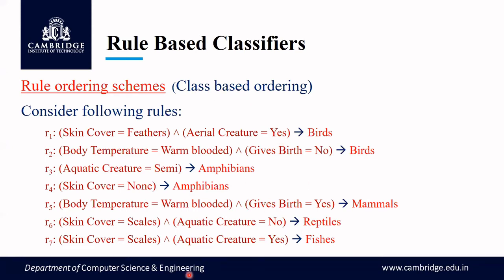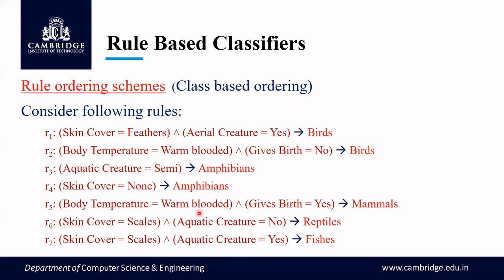So this is similar to your unordered rules, correct? Because in the unordered rules also we were considering vote, that is the frequency of the class that is appearing in the training set. Here also we have done the same thing, correct? So this is about your rule based ordering and class based ordering.